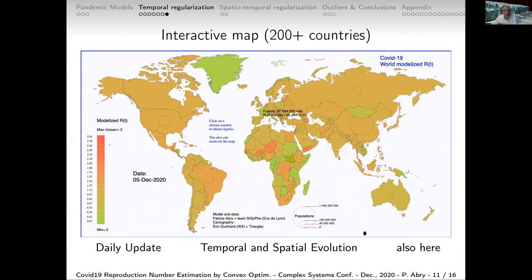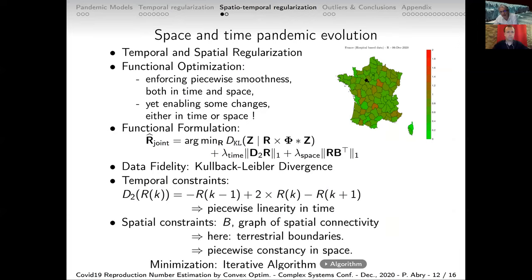We did more than that in the sense that there are some countries like France, the US, India, where you don't have only data for the whole country, but also per counties, départements in French. So what we did is that we have the data fidelity term, we have the time regularization, and we added the space regularization. The idea is that if you have two counties which are neighbors, their temporal dynamics cannot be very different. Again, you have to find a way to minimize this quantity, which you can do by modifying the previous algorithm.